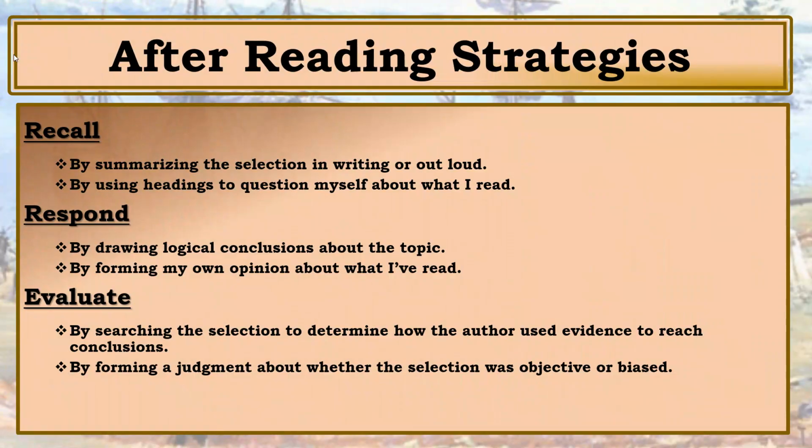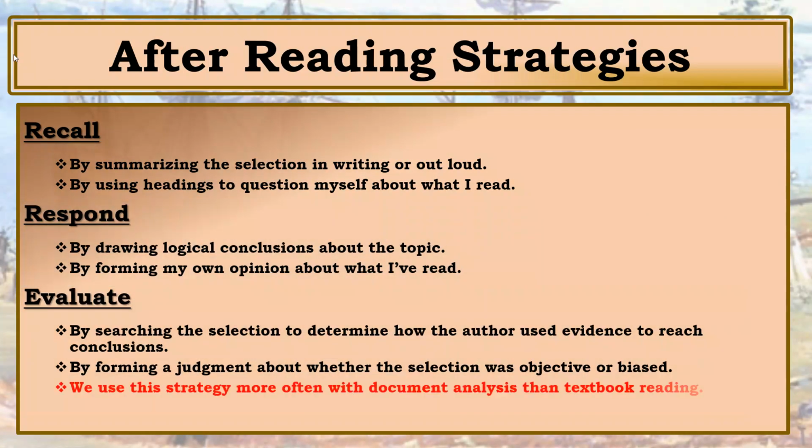We'll evaluate by searching the selection to determine how the author used evidence to reach conclusions by forming a judgment about whether the selection was objective or biased. Again, we tend to use this for document analysis other than textbook reading. But at the end here with evaluate, you can put in your own personal opinions or personal ideas about things. And you'll notice in the last section I did that. I kind of judged the text. I mean, how good was it at explaining things? You can also evaluate by coming up with some of your own observations at the end as well.